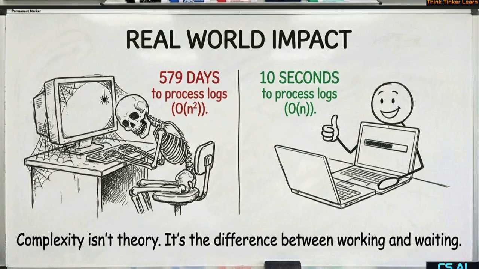Finally, I want to leave you with this. Why do we care so much about this? Because complexity isn't just theory. It's the difference between working and waiting. An O(n^2) algorithm to process a large log file could literally take 579 days to complete. Your user would be a skeleton waiting at the desk. The optimized O(n) algorithm could do the exact same job in 10 seconds. This is the real world impact of everything we have talked about today.